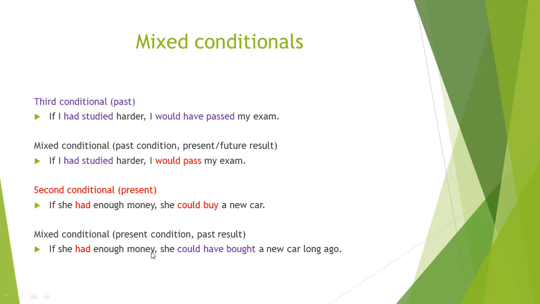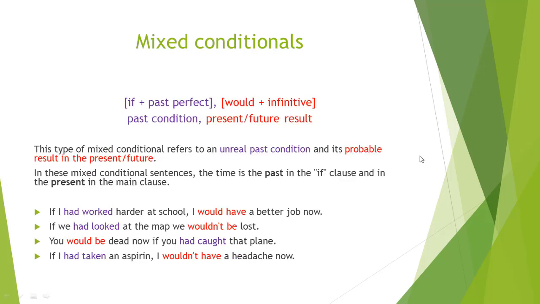We have the parts of the second conditional. Remember that the second uses would, but we could use would or could. The mixed conditional right here: if she had enough money, we use the second conditional. She could have bought a new car long ago. So right here we have the part of the third conditional. Remember the structure? You can use could or would. Look, we have another example right here.